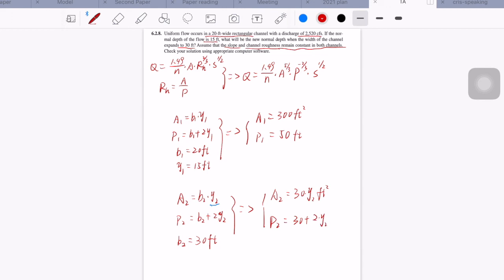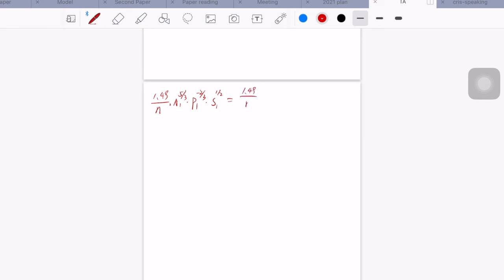And since the discharge of these two rectangular channels should be equal, we can get that 1.49 over n times A1 to the power of 5 over 3 times P1 to the power of negative 2 over 3 times S1 to the power of 1 over 2 equals 1.49 over n times A2 to the power of 5 over 3 times P2 to the power of negative 2 over 3 times S2 to the power of 1 over 2.